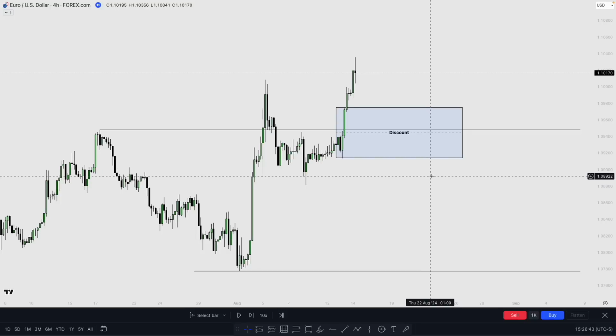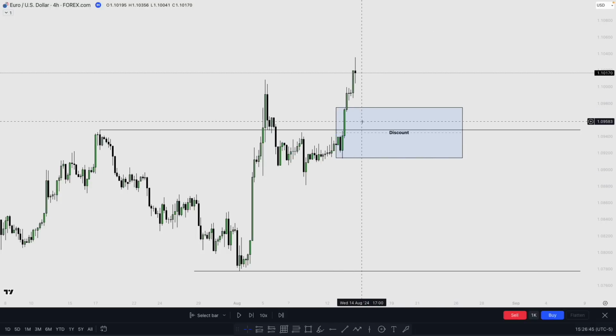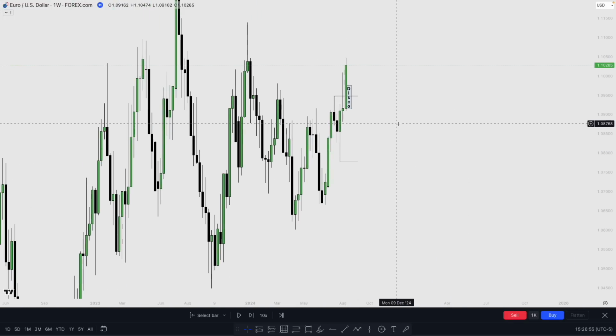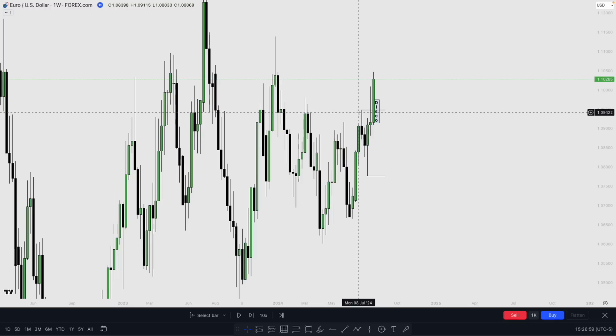Now, where am I targeting? I know that I'm going to be entering off of a PD array in discount, but where's my draw on liquidity going to be? So for that, we have to go back to the weekly time frame, because that is where we identified our point of interest. Now you can see that we have closed above this point of interest, this higher time frame liquidity, buy side liquidity pool. Here we have another liquidity pool, but that has been mitigated and used there.